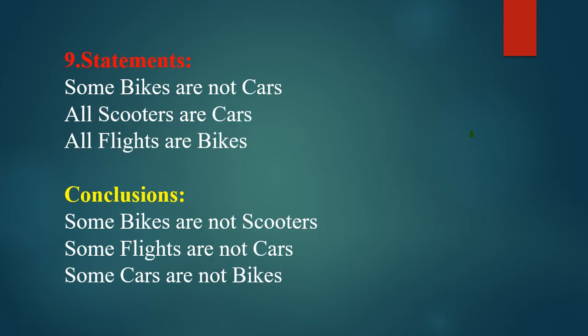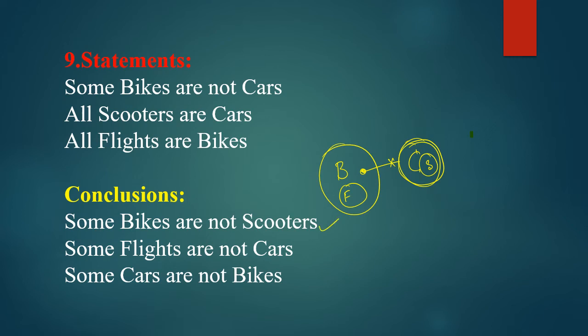Question number 9. Some bikes are not cars. All scooters are cars. All flights are bikes. First one, some bikes are not scooters. So here all scooters are inside cars and some part of B is not in C. Since all S are inside C, it's obvious that some bikes are not scooters as well.